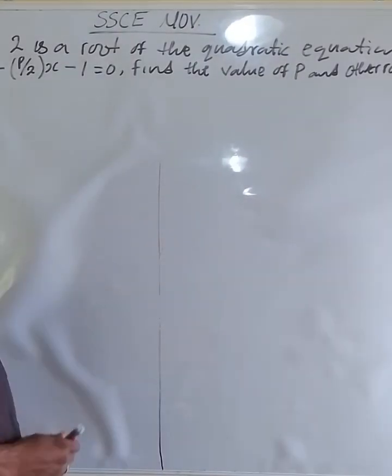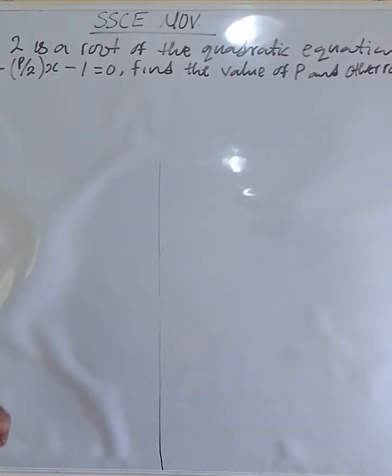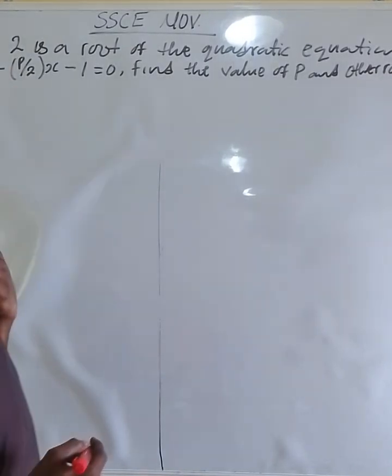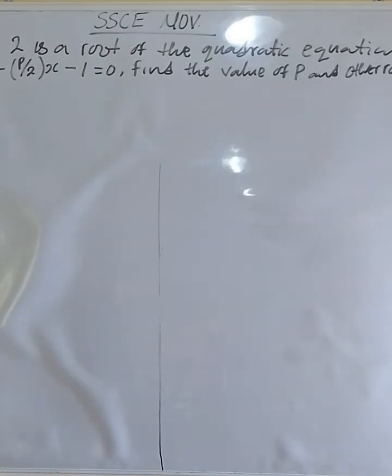Good day, class. So we have this question to solve. If 2 is the root of the quadratic equation x squared minus (p over 2) x minus 1 equals 0, find the value of p and the other root. Now, solution.